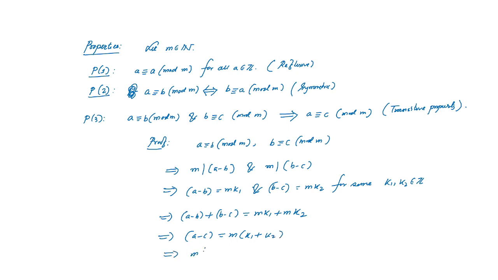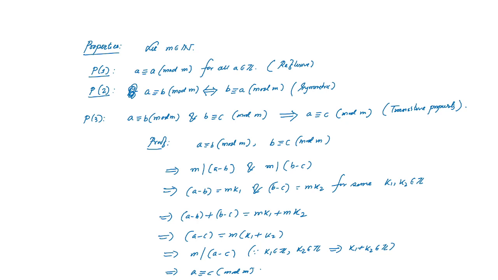That means m divides a minus c. Why? Because k1 is an integer, k2 is an integer, and the sum of two integers is an integer. So k1 belongs to Z, k2 belongs to Z, that implies k1 plus k2 belongs to Z. So that means a is congruent to c modulo m. So the transitive property is also true.